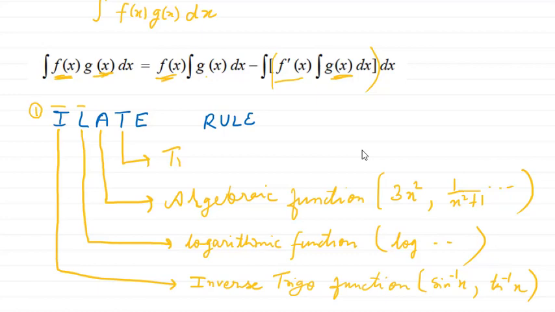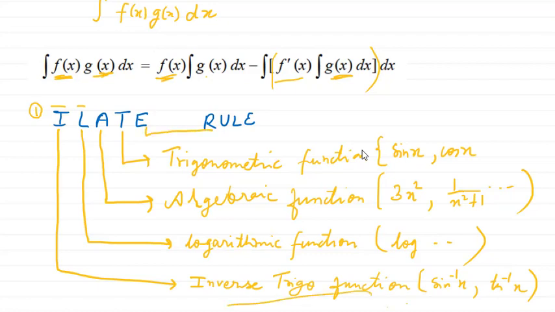T is trigonometric functions. In trigonometric and inverse trigonometric functions, you have to be careful. Here the function will be like sine x, cos x, the simple trigonometric functions, and in inverse you have to take the inverse one. And the last one is exponential functions. Exponential function means something like e to the power 2x, e to the power x. You have to take your functions in this order.